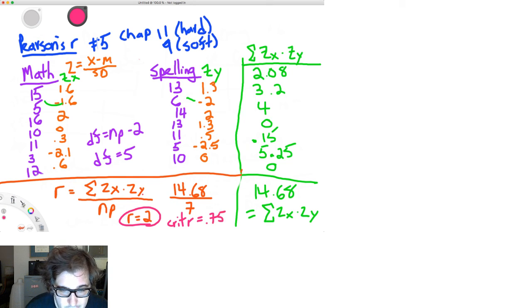So our value of R is greater than the crit value of R, so we would say there is a significant correlation between math grades and spelling grades. The fact that this is positive says that as math grades increase, spelling grades also increase. So for number 5, math ability is related to spelling ability. As math grades go up, spelling grades would also be predicted to go up. And that's at alpha of 0.05.